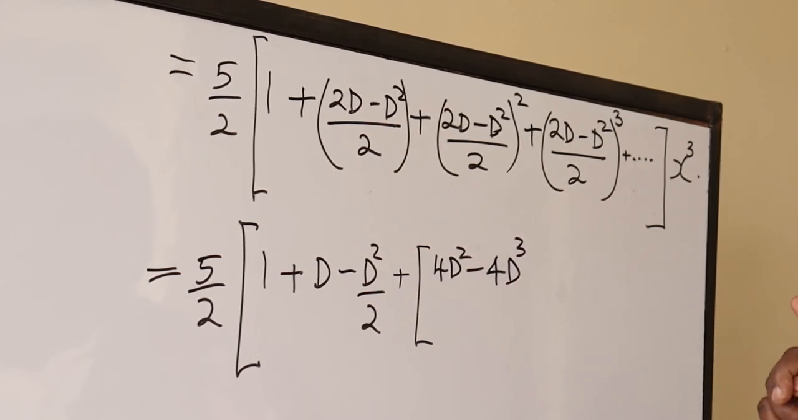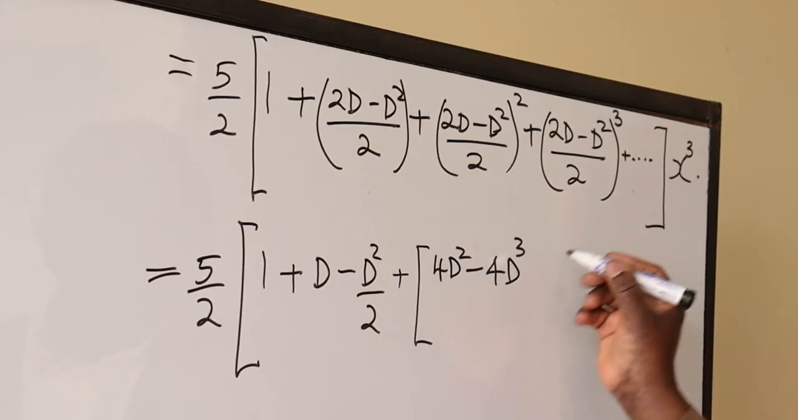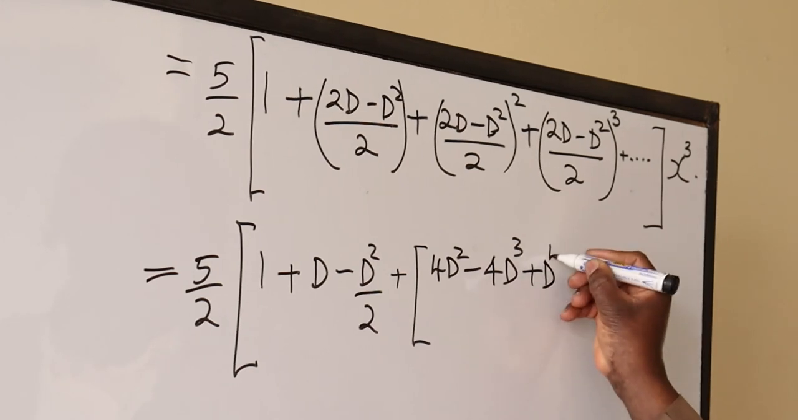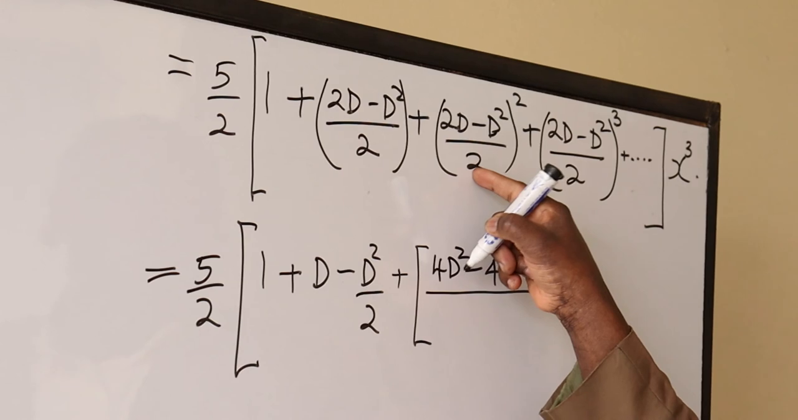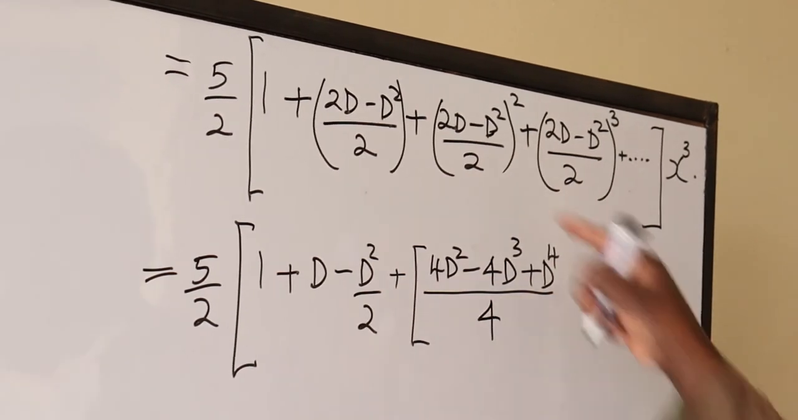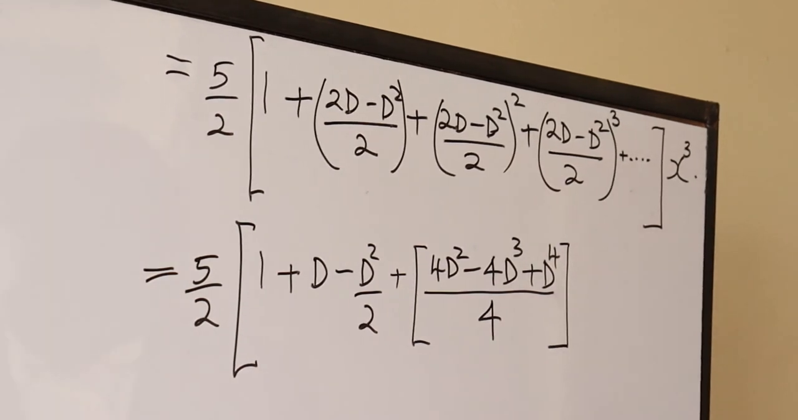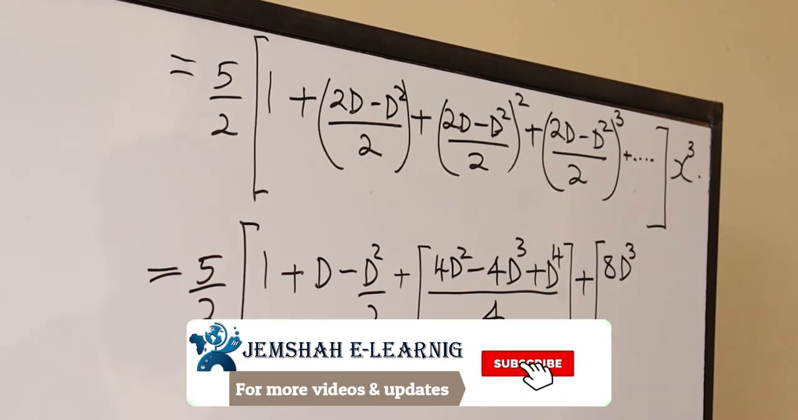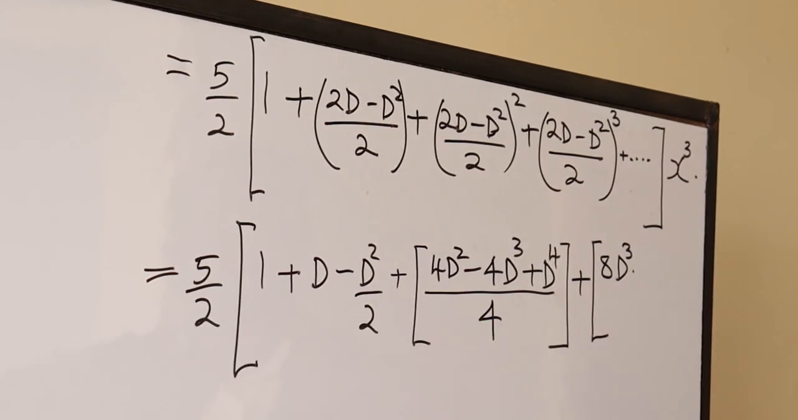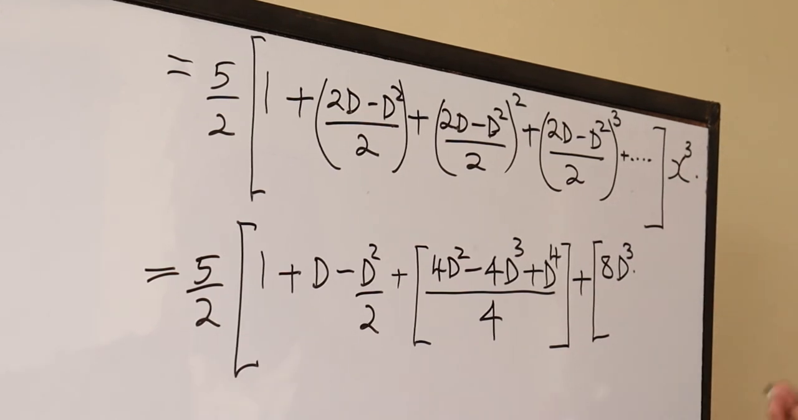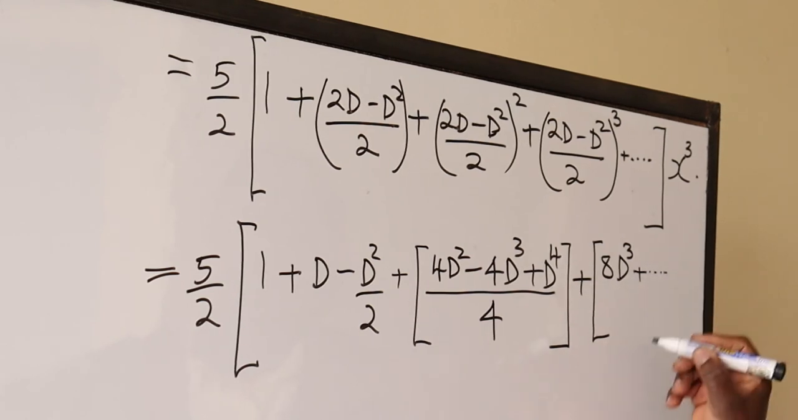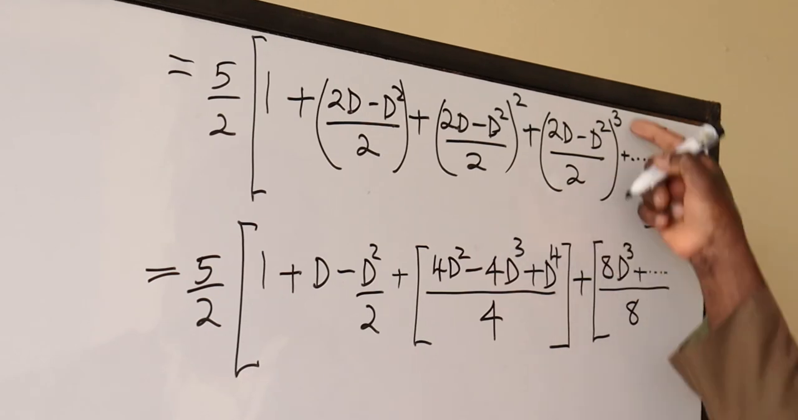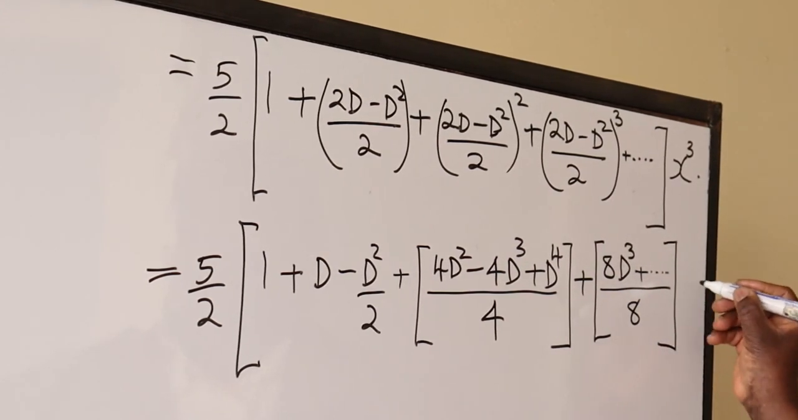Times 4d cubed, and that is minus, then plus d power 4. We have expanded this, then put all over 4. 2 squared is 4. So there we are. Plus, when you cube this, we get 8d cubed, plus others, which will have higher powers that we don't need. We'll have power 4, and power 4, when it acts on this, you get a 0. So we can say plus others here. But this one is all over 8, since 2 cubed is 8. So the whole of this, we say plus others.